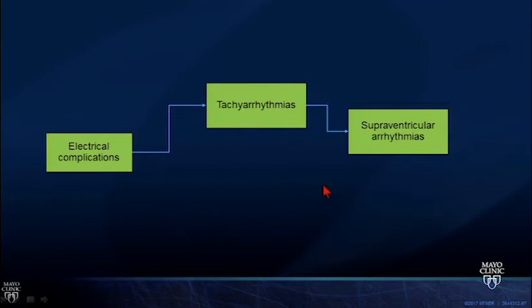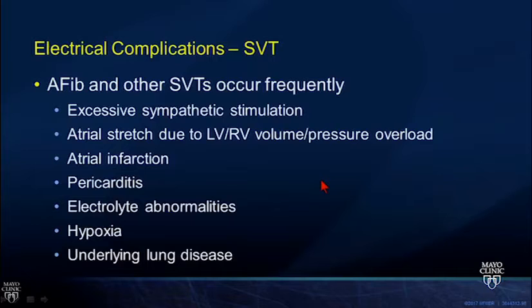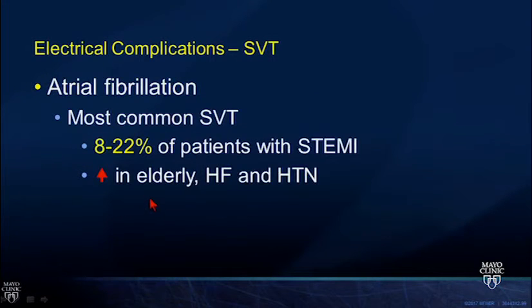For supraventricular arrhythmias, it's pretty easy. The most common one is going to be atrial fibrillation. And there can be a lot of different mechanisms that I've listed here on the slide for your review that result in AFib. And that's the reason why up to 1 in 5 patients in the setting of acute MI can develop AFib, even if they've not had it before. It's most common in the elderly and patients with heart failure, existing hypertension.